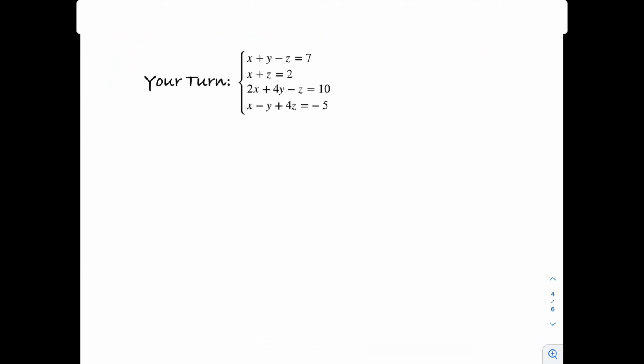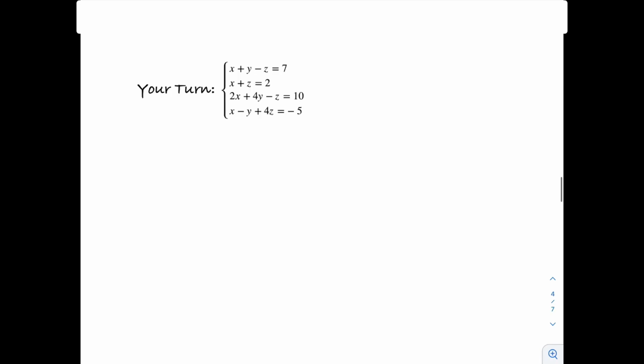You try this one. First step, write the augmented matrix to this system. Okay, we're going to look at solving this system and see how you did. So first, let's see your augmented matrix that you wrote. Should be 1, 1, negative 1, and 7. 1, 0, 1, and 2. Third row is 2, 4, negative 1, and 10. And the last row is 1, negative 1, 4, and negative 5.